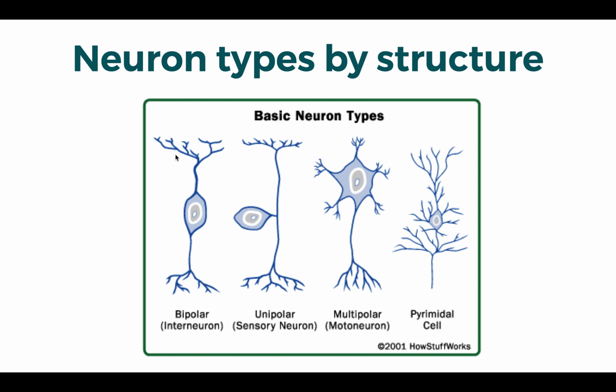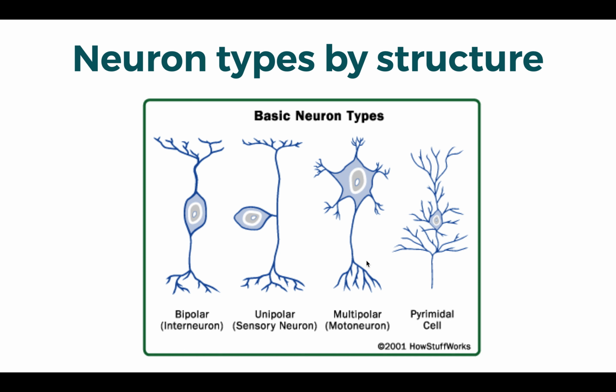So you can have a bipolar neuron. Lots of interneurons are bipolar neurons. You can see that the axon is projecting off of two areas of the cell body. You can have a unipolar neuron. These are usually sensory neurons. Here's your cell body, and you've got one projection, and your dendrites and terminal buttons are sort of on this axon away from the cell body.